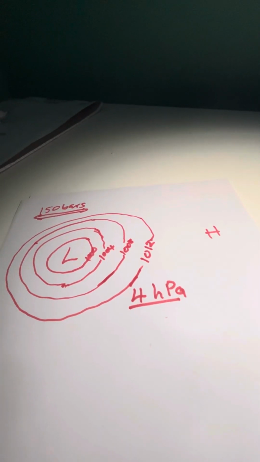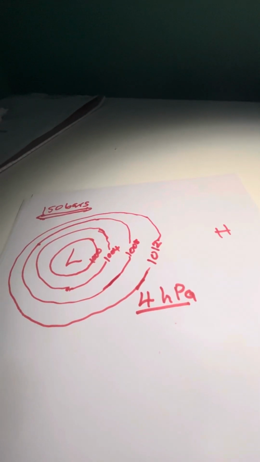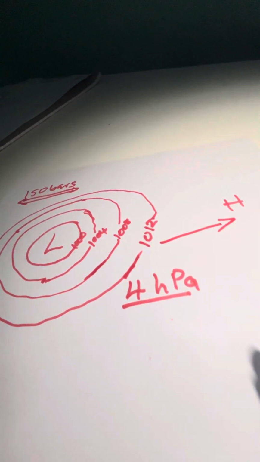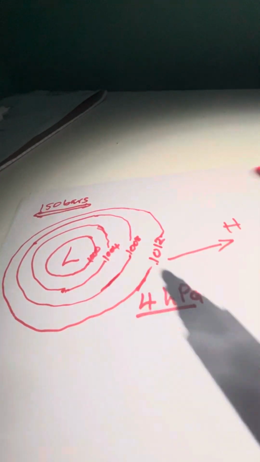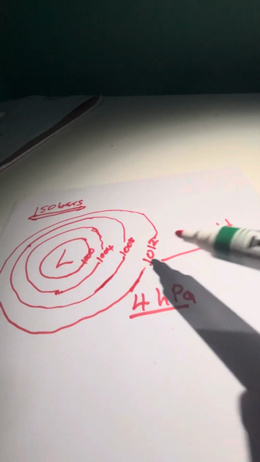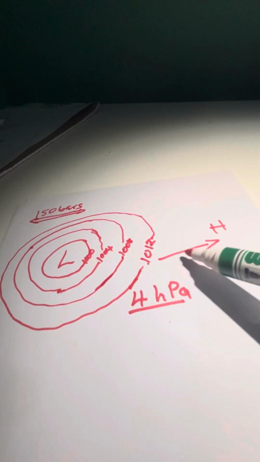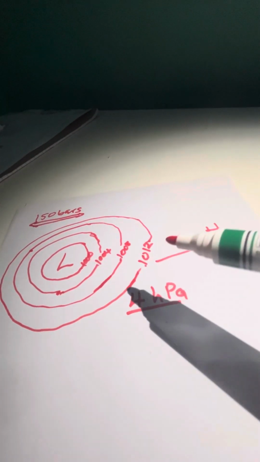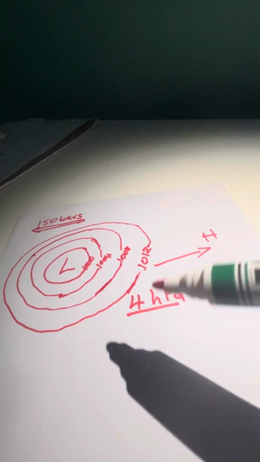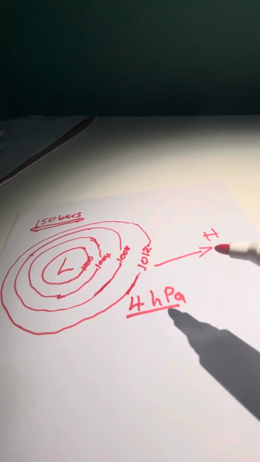As you can see, the interval between one isobar and the other is 4 hectopascal. And we are moving towards the area of high pressure because the numbers are increasing, from 1000 to 1012. However, from 1012 to 1000, the numbers are decreasing, which means that the pressure is being reduced.